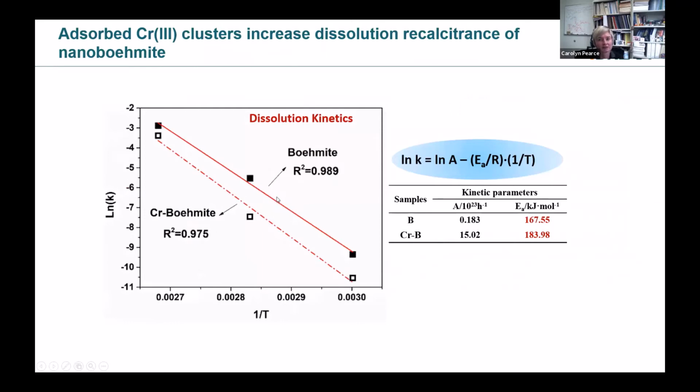Well, interestingly, it shows that the chromium clusters on the aluminium actually reduce the kinetics of dissolution of the boehmite, so they increase the dissolution recalcitrance of the boehmite, and there is some evidence of that happening in the tanks. So we're working to understand what the chromium to aluminium relationship is in the tanks through this fundamental understanding of chromium sorption and precipitation on boehmite surfaces.